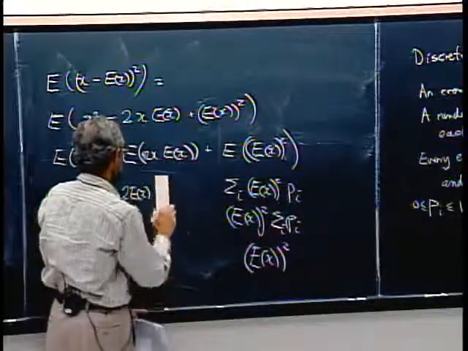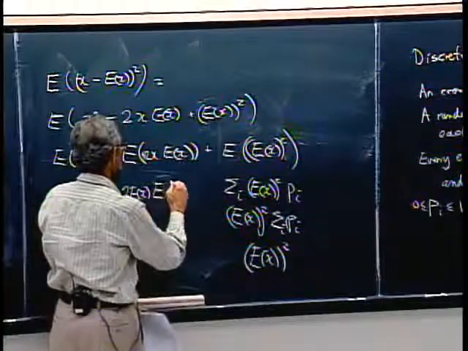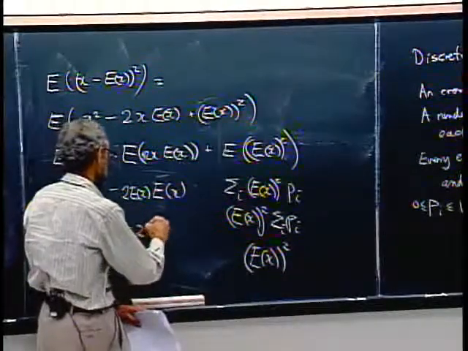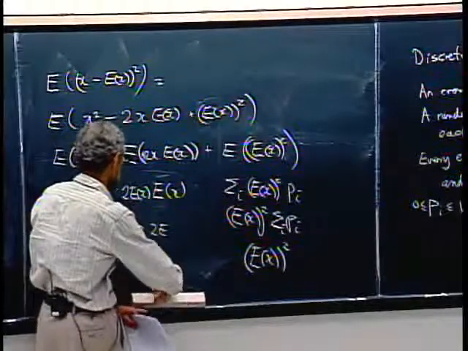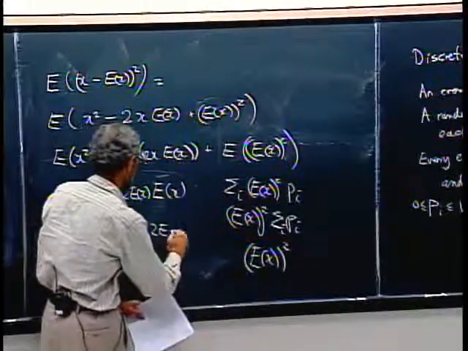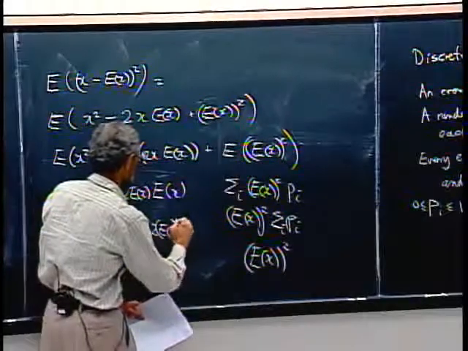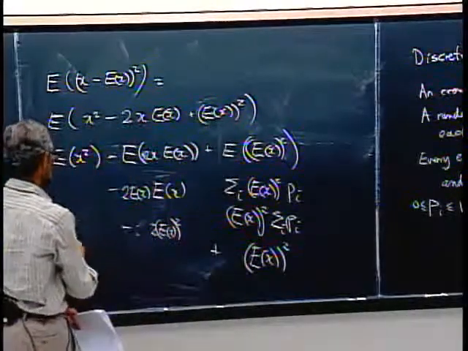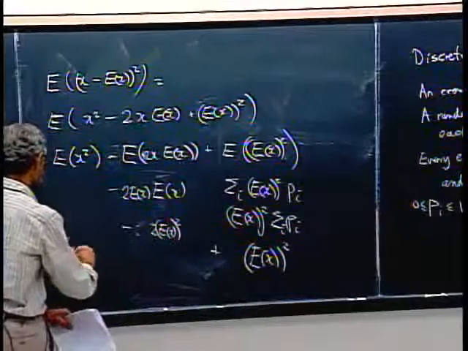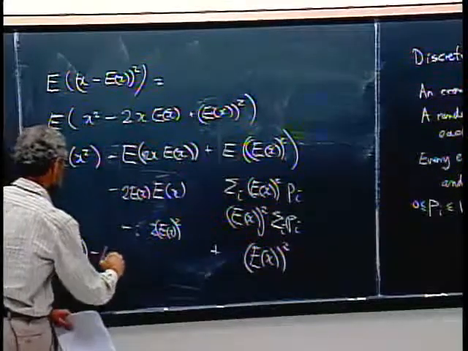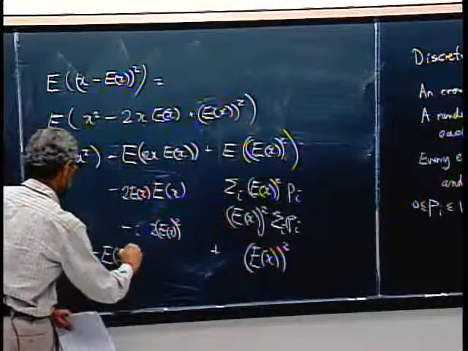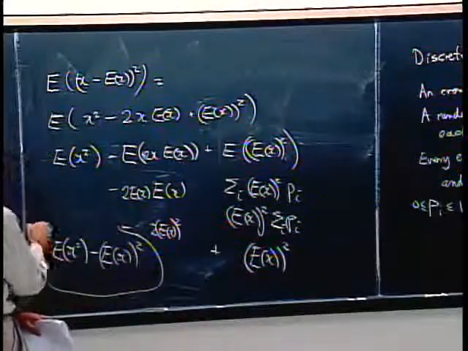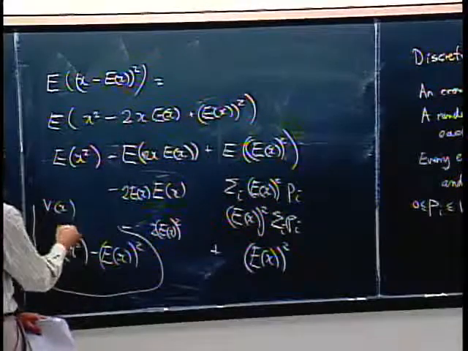Well, then it's the expected value of x, right? What's left is just x, and this is the expected value of x. So this term is minus twice the expected value of x squared. So I have minus 2 of them and plus 1 of them. So the answer is going to be E(x squared) minus the expected value of x, squared. So that's another formula for the variance of x.